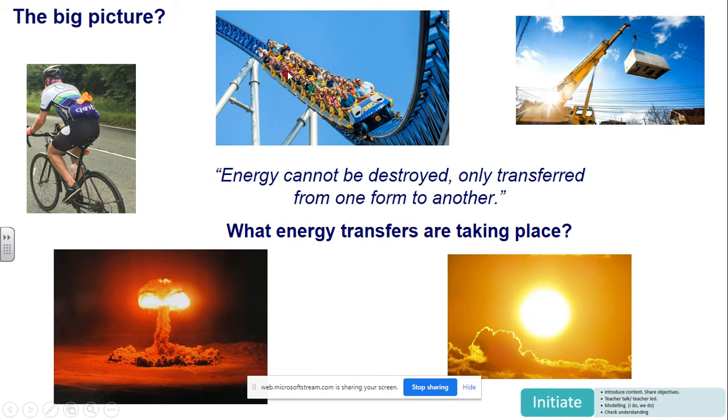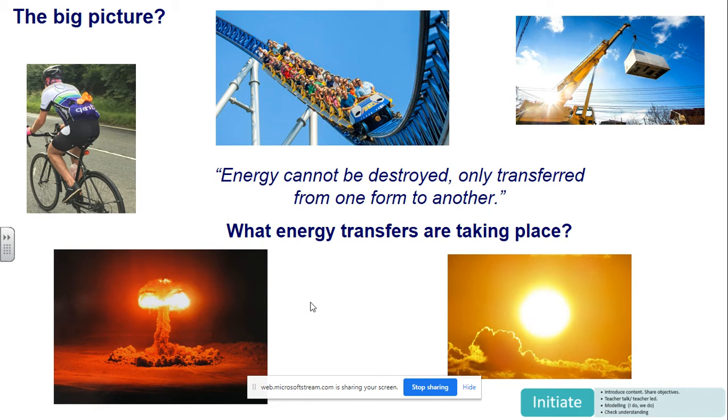Gravitational energy gets turned into kinetic in a roller coaster. This truck here is lifting a box, so it's turning some sort of kinetic energy into GPE, into height, into gravitational energy. The ones at the bottom are both examples of nuclear energy.